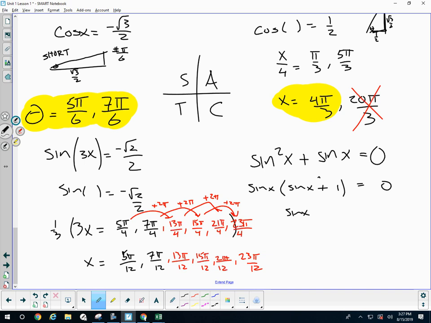And this guy, when it's sine 0, so that's when I'm not going up or down at all. 0, pi, 2 pi. When do I go down 1 unit? 3 pi over 2.